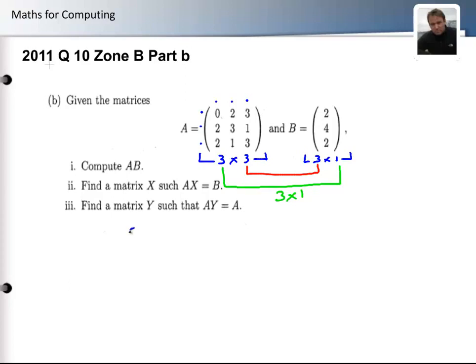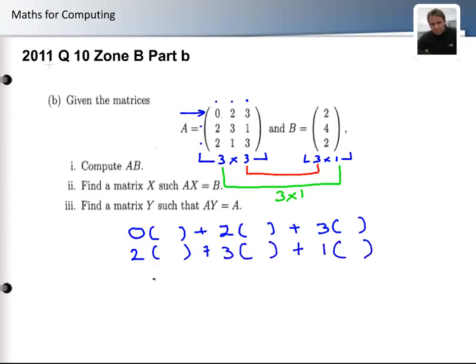So first row, and we're going to leave little blank spaces after each. I'm doing the first row of A, and I'm going to leave little blank spaces after each number. I'm going to do a big summation here. Okay, 2 times something plus 3 times something plus 1 times something, and then the last row, 2 times something plus 1 times something plus 3 times something. And this is matrix multiplication.